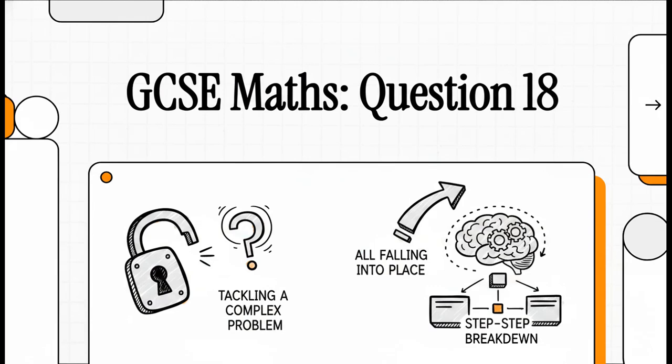Today, we're going to tackle a big one, a 5-mark GCSE maths question. You know the type. It looks super intimidating at first glance. But trust me, once you see the strategy behind it, it all just clicks. So let's break this thing down step by step.